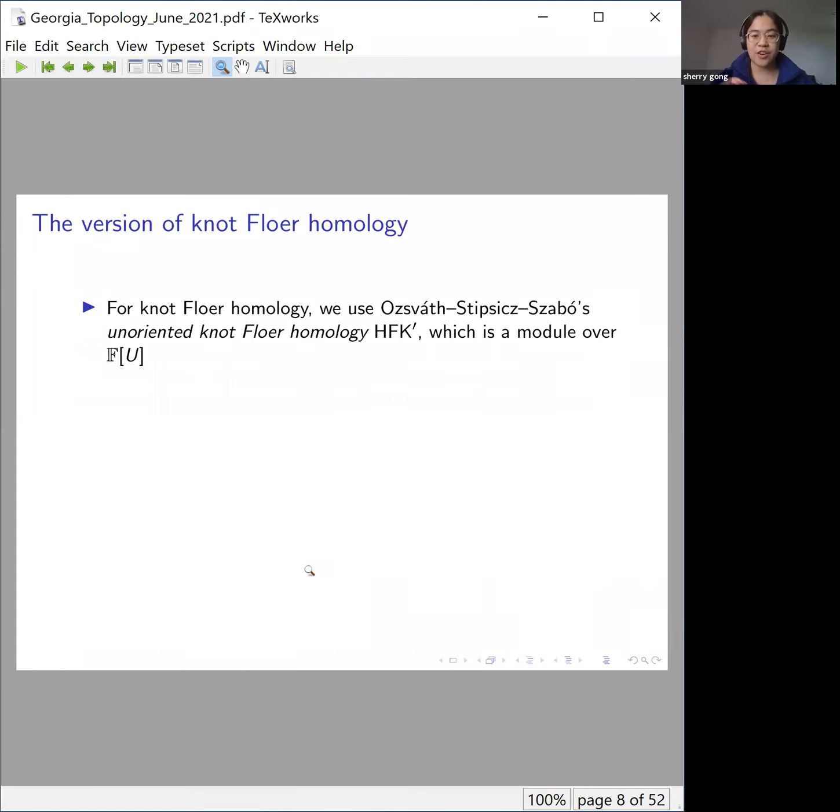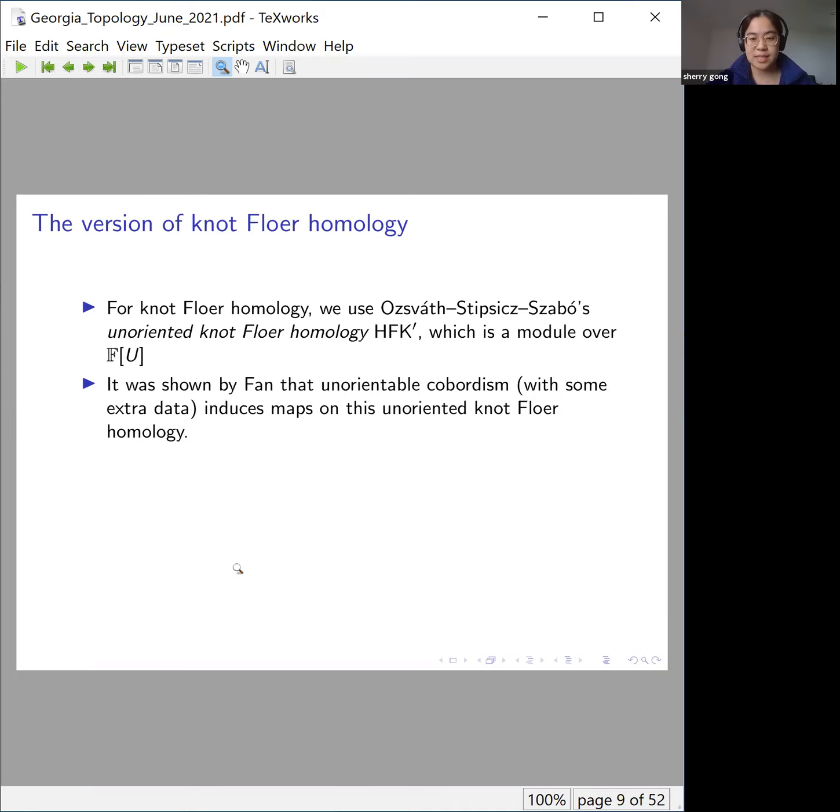The version of knot Floer homology we'll be using is Ozsváth, Stipsicz, and Szabó's unoriented knot Floer homology, denoted HFK prime. This is a module over the polynomial ring in one variable over the field of two elements. We want to use this because we're going to be using some results by Haofei Fan that say that if you have a non-orientable cobordism with some extra data that I'll mention a bit more later on, it induces a map on this unoriented knot Floer homology.